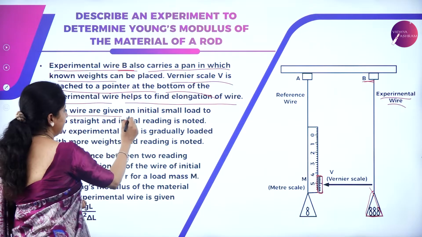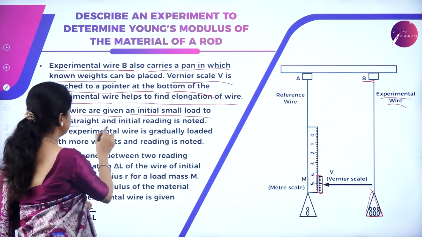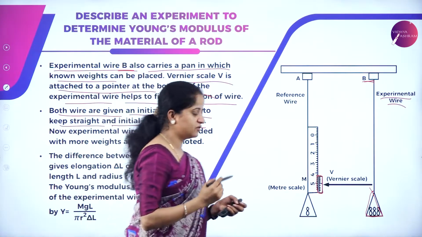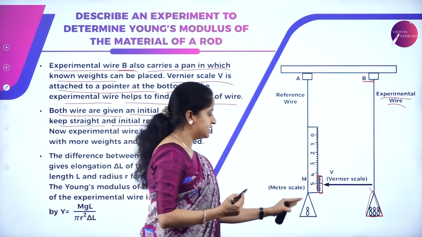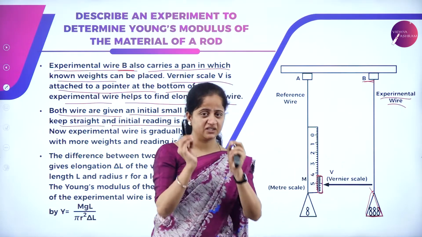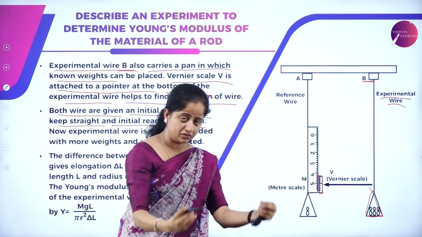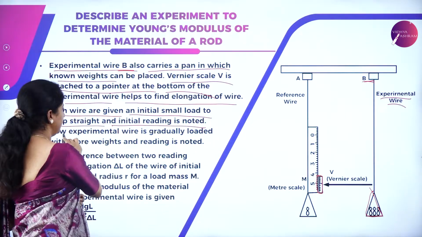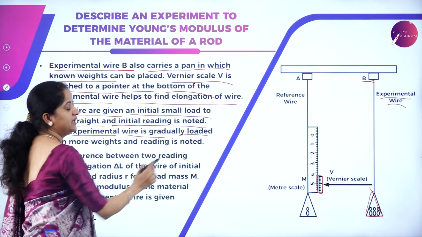So both the wires are given an initial small load to keep them straight, and the initial reading is noted. Initially both the scale pans are loaded with small weights to keep the wires straight and stretched. Now the experimental wire is gradually loaded.